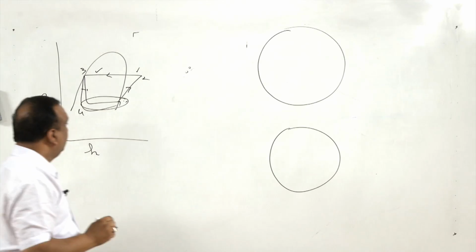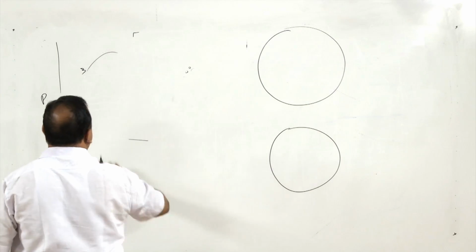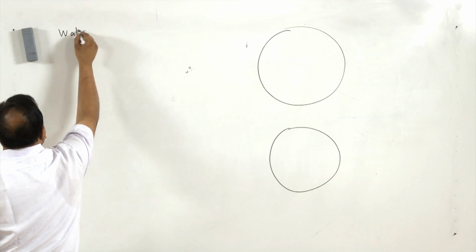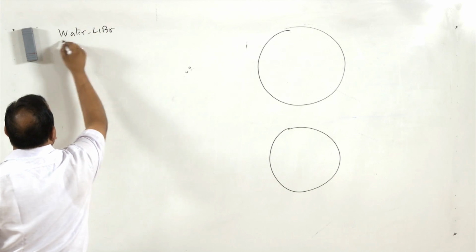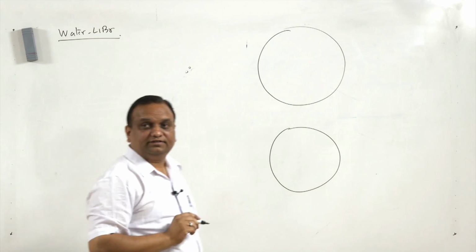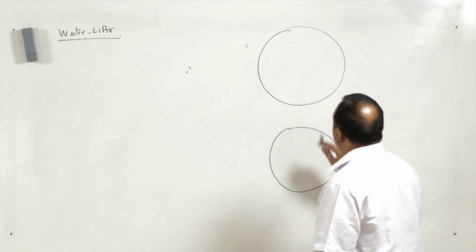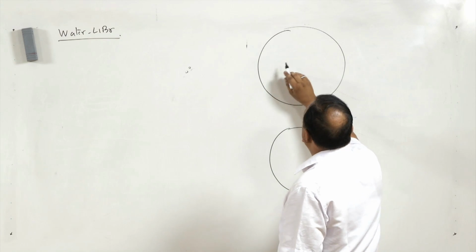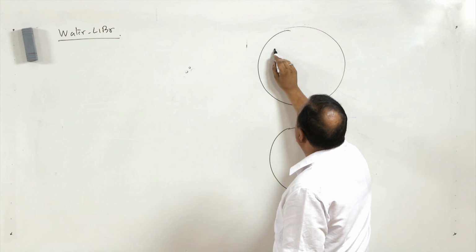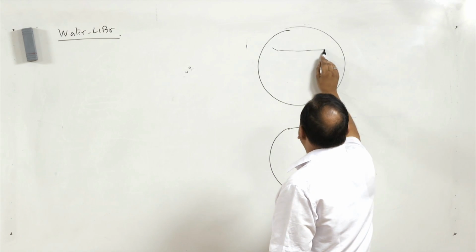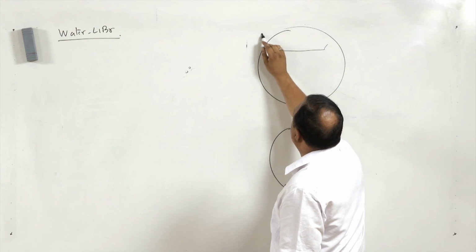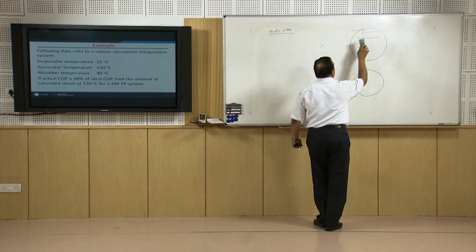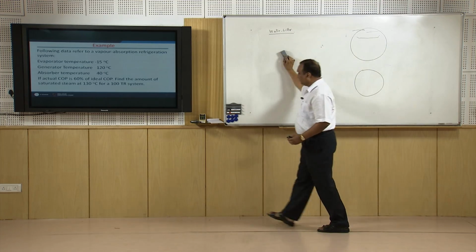Now here in the lithium bromide water absorption system, where water works as a refrigerant, this is a high pressure vessel, this is a low pressure vessel. In a high pressure vessel, suppose water vapor is condensed. We will start from condenser. So there is a cooling water, I will show with the blue ink, so it will be easy to understand.